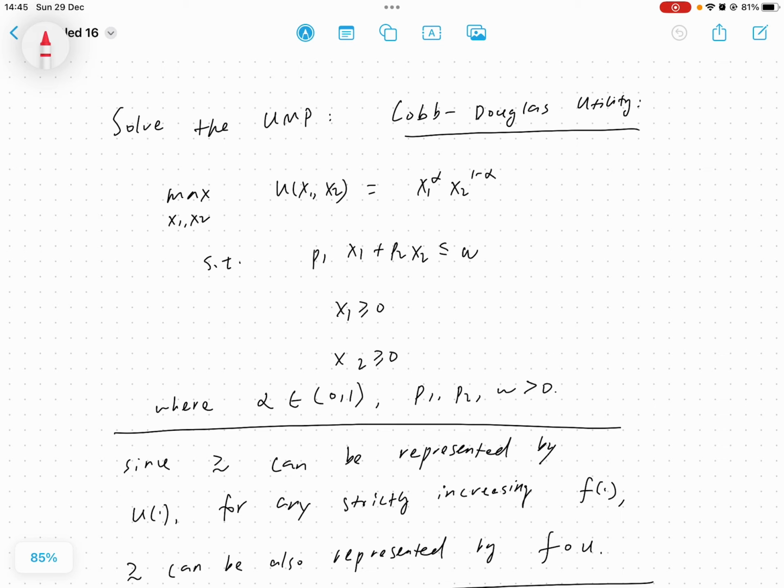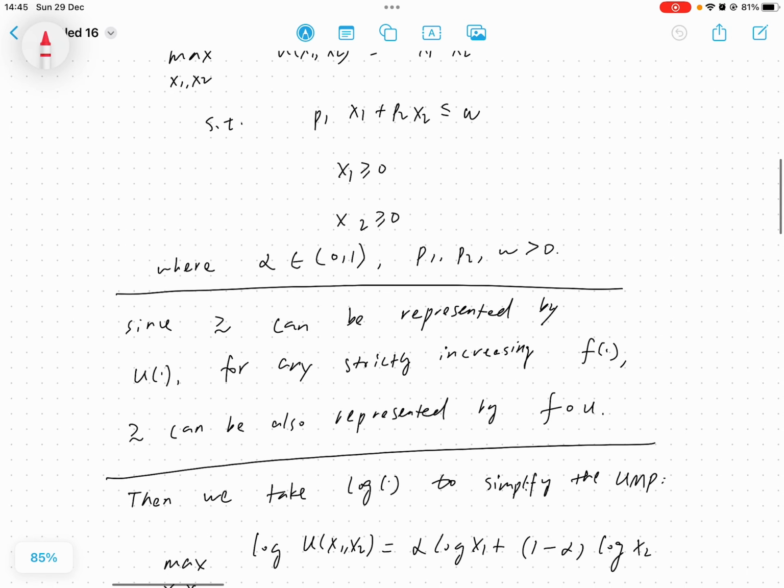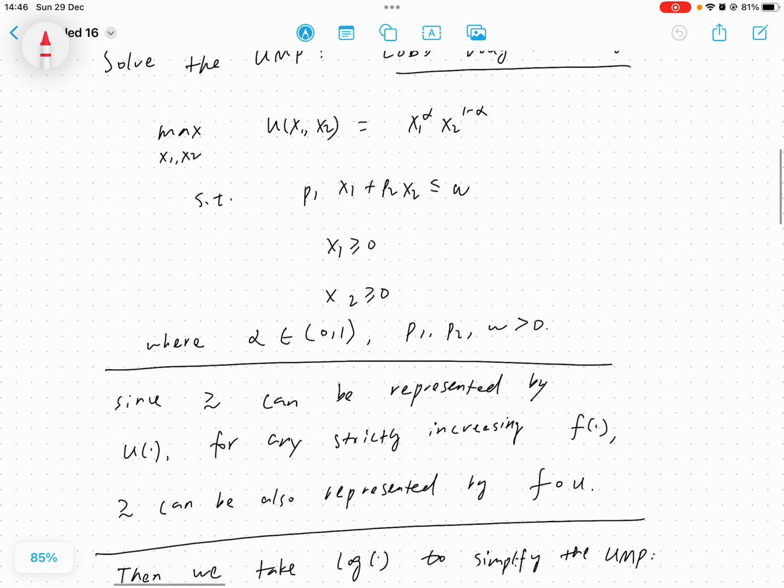Here we have some assumptions: alpha is a real number between 0 and 1, not including the boundaries, and p1, p2, and w are all positive. Those are all scalars, because we write x1 and x2 separately. So all the prices and w are scalars.